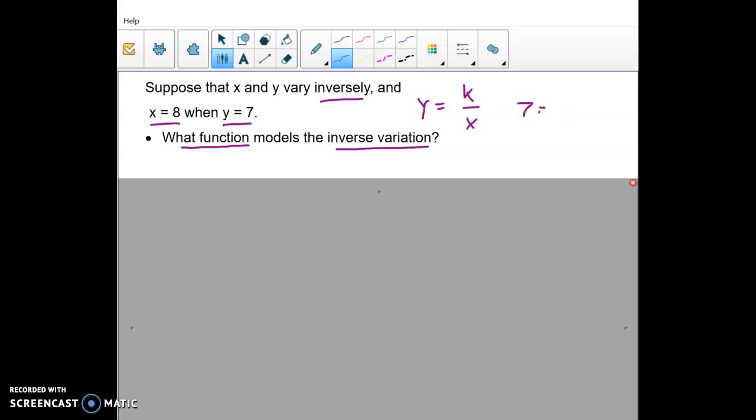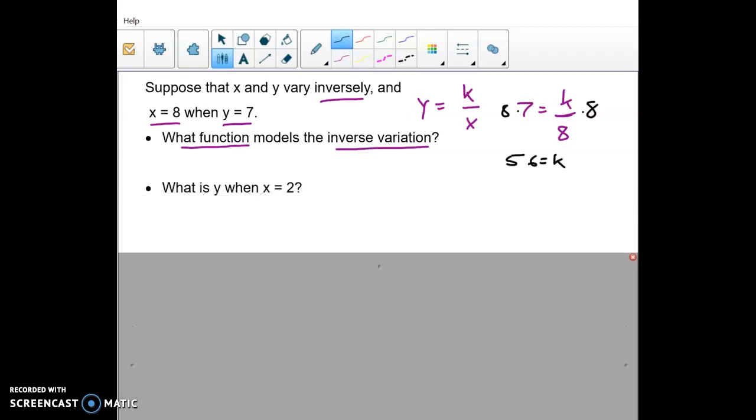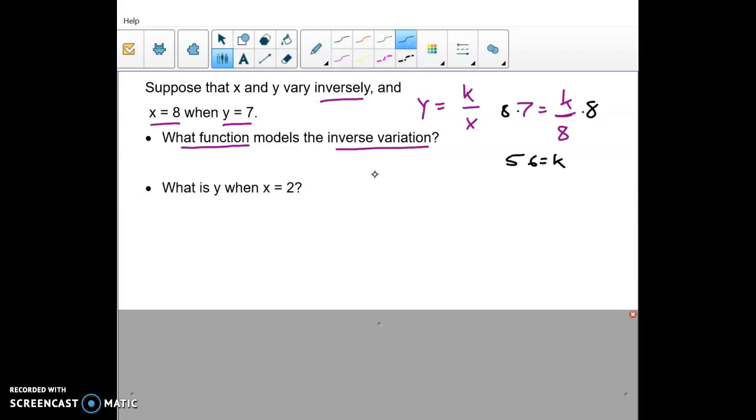If I put 7 here for y and 8 for x, then we have a little equation. If we multiply both sides by 8, since this is a divide by 8, we get 56 equals k. That is our equation. So our inverse variation equation, sorry I ran out of space there, is y equals 56 over x. We knew it was a constant, and now we found that constant to be 56.